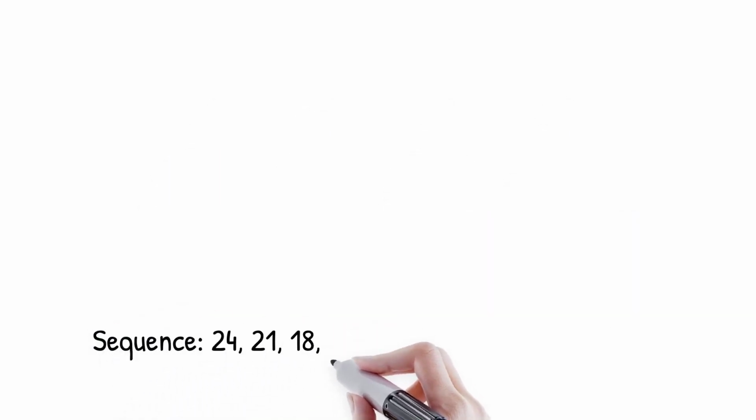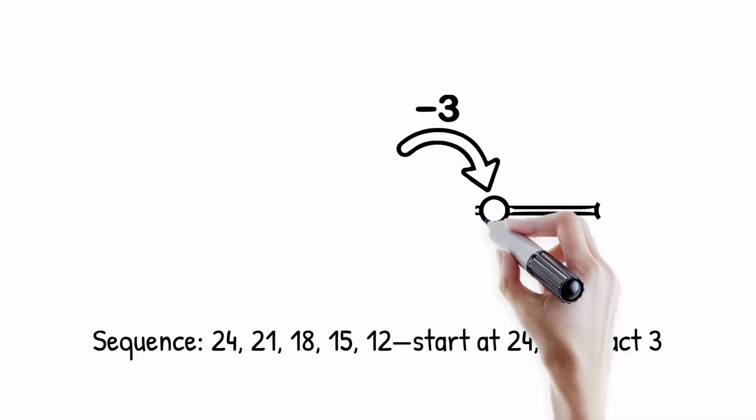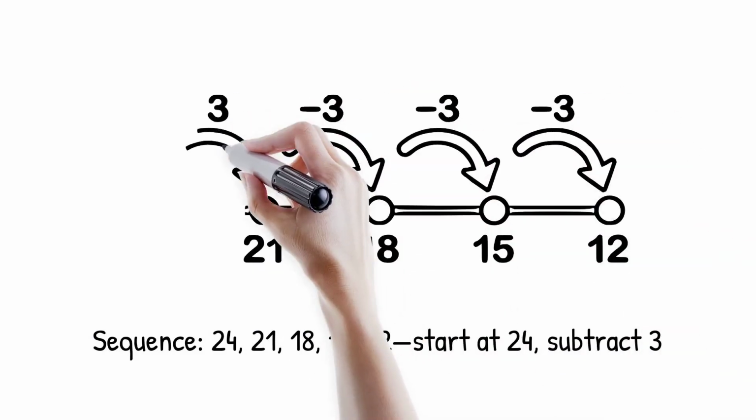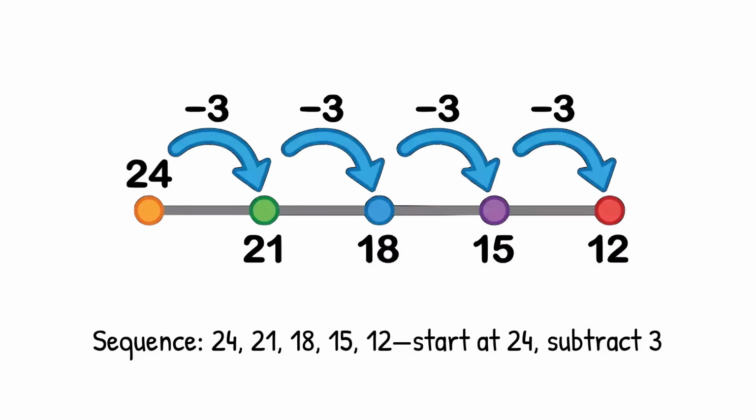Now consider 24, 21, 18, 15, 12. The first term is 24. The sequence decreases by 3 each time. So the rule is start at 24 and subtract 3 each time.